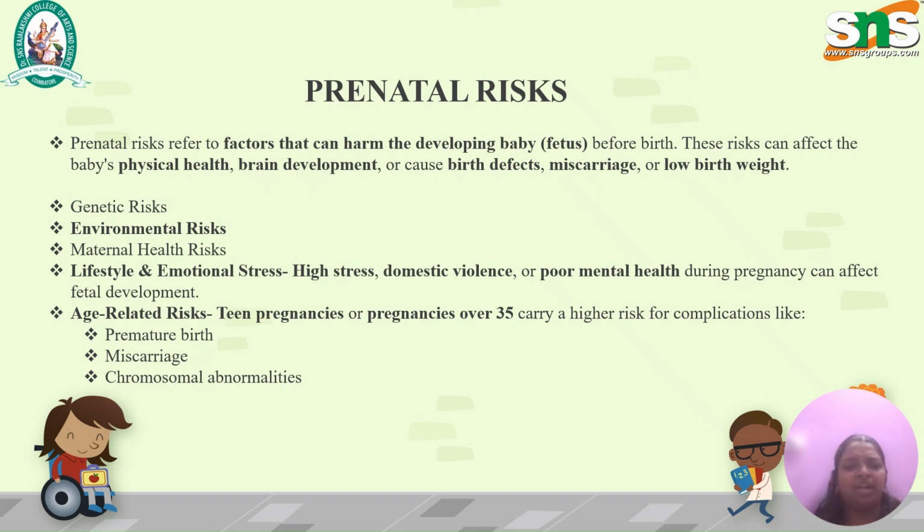Next are age-related risks, like teen pregnancies, at 18 or 19. If a woman gets pregnant at 18, it will affect the baby in some ways. Next is late pregnancy after 35. It will lead to some miscarriage or other issues, like premature birth, miscarriage, and chromosomal abnormalities.